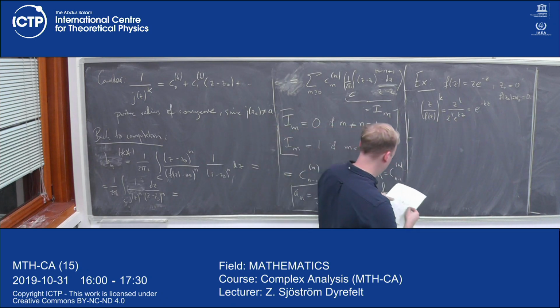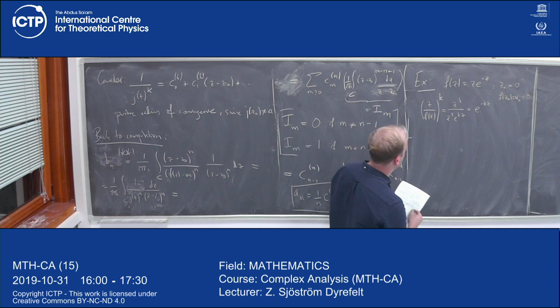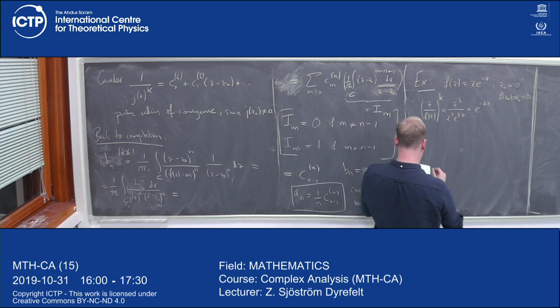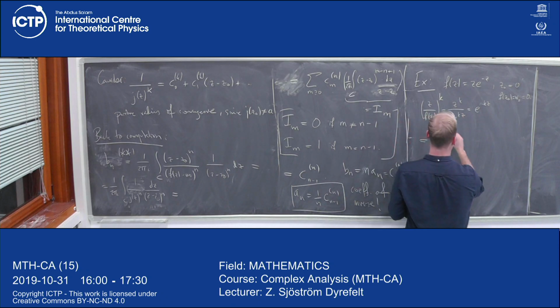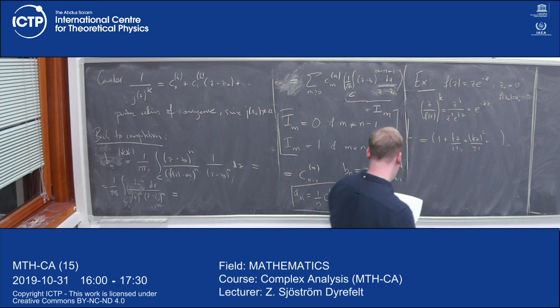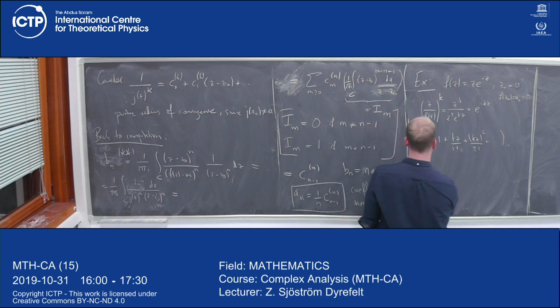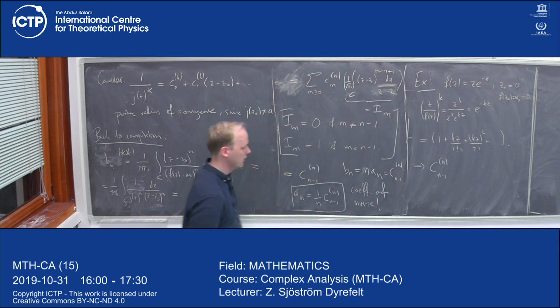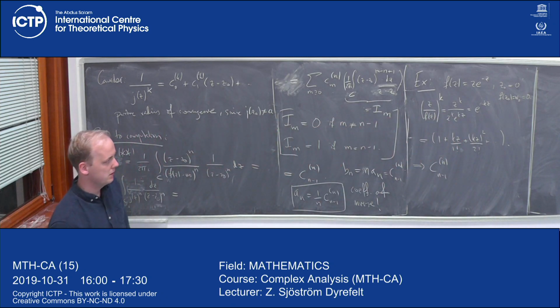Sorry, e to the kz, yeah. E to the kz, which is equal to 1 plus kz over 1 factorial plus kz squared over 2 factorial, and so on. So this means that now we want to read off what is this Cn minus 1 of n, right? So we want to read off this coefficient.